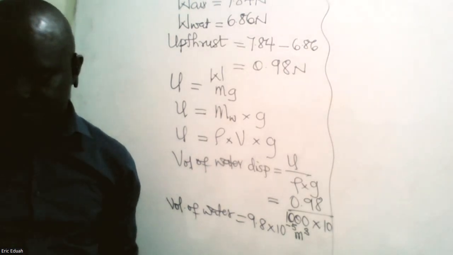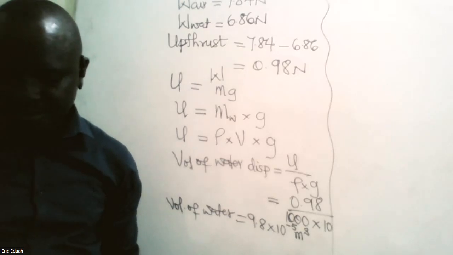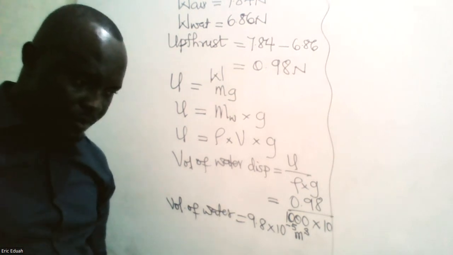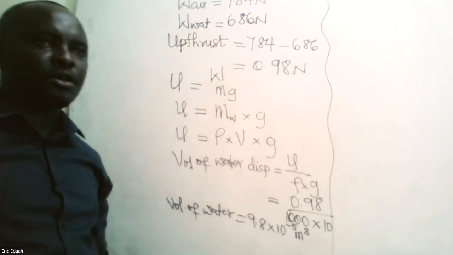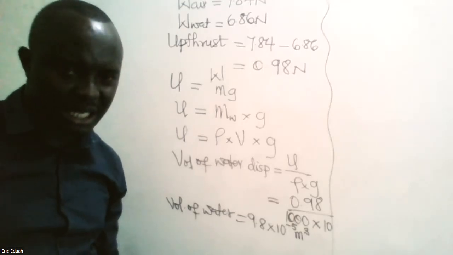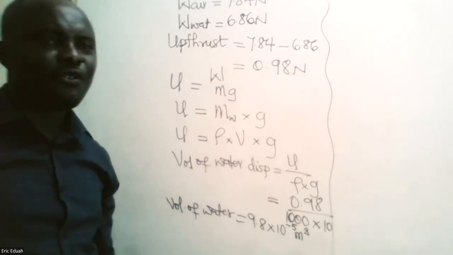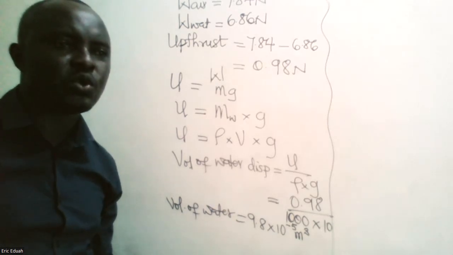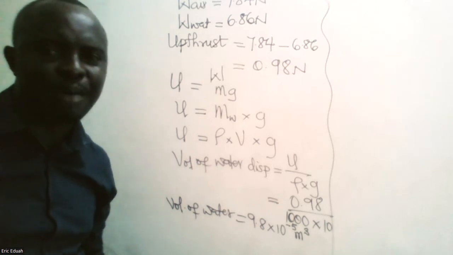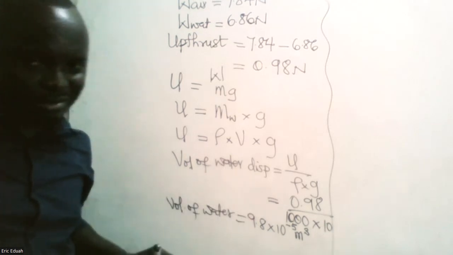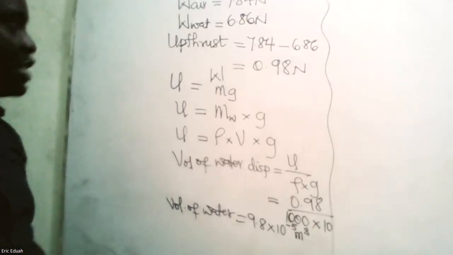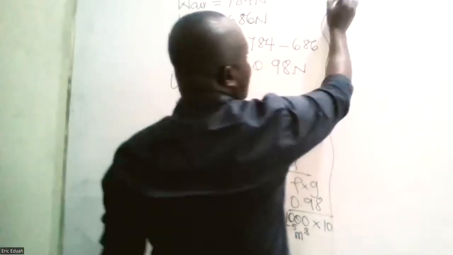Because the volume of the crown is equal to the volume of the water. So whenever a body is fully or partially immersed in fluid, the volume of fluid displaced is equal to the whole volume of the object, or that part of the object immersed in the fluid.